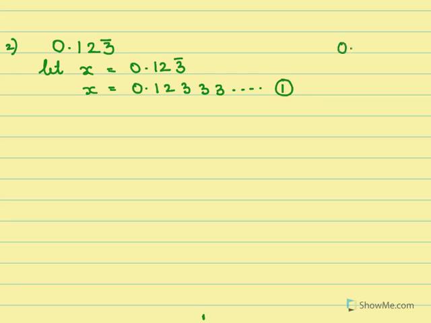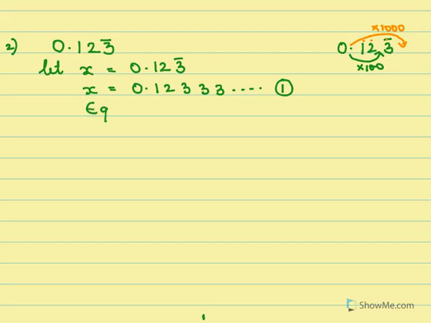Now just to understand why we need to do these steps, in our first step we need to bring the decimal before the recurring. To bring the decimal 2 places, I need to multiply by 100. Then I have to take the decimal after the recurring, so I need to multiply by 1000 because there are 1, 2, 3. So this is what I'm going to do.